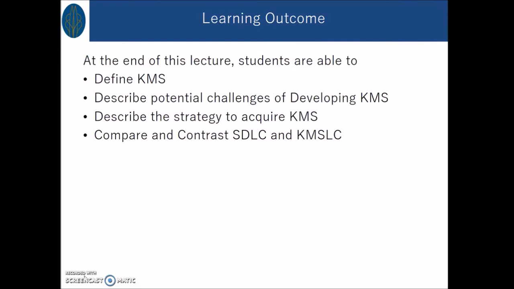The learning outcome for this lecture is that at the end of this lecture, students are able to define what a knowledge management system is. This includes the types of knowledge management systems and also the categories of knowledge management systems. And then students are able to describe potential challenges of developing knowledge management systems. The third learning outcome is that students are able to describe the strategy to acquire a knowledge management system.